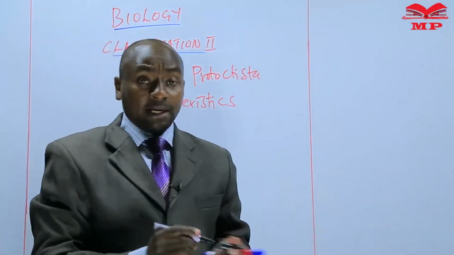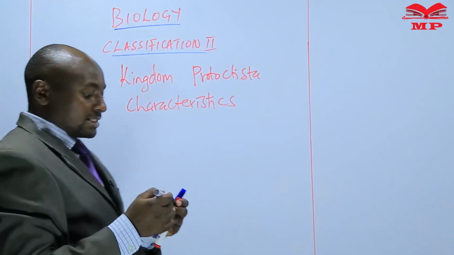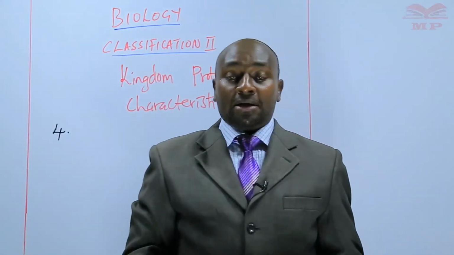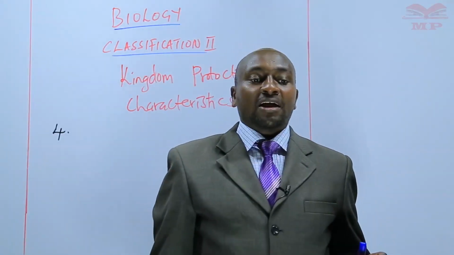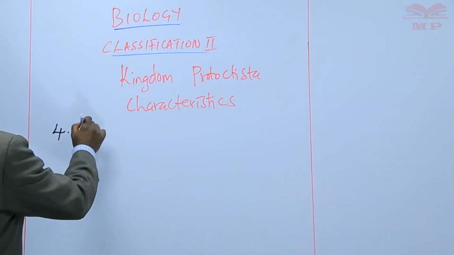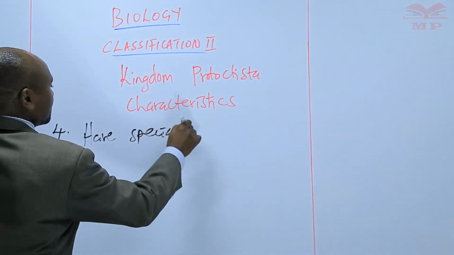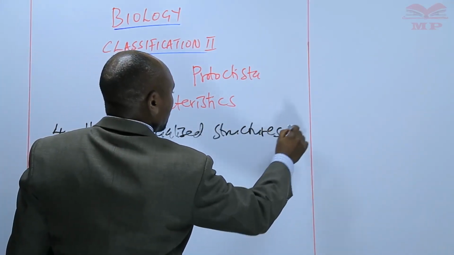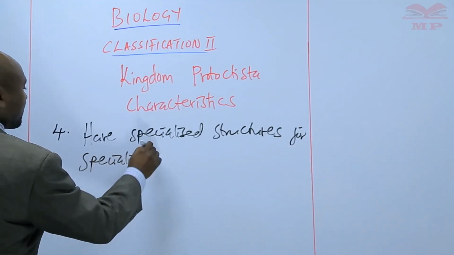So the 4th characteristic is that the members of the kingdom Protoctista have specialized structures for specialized functions.